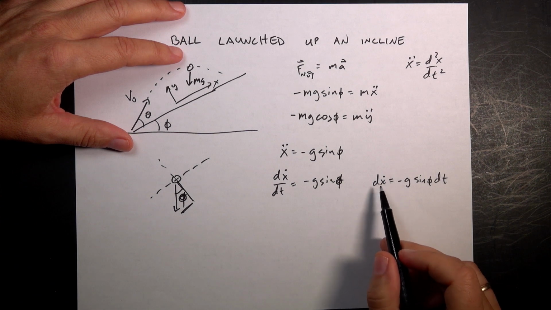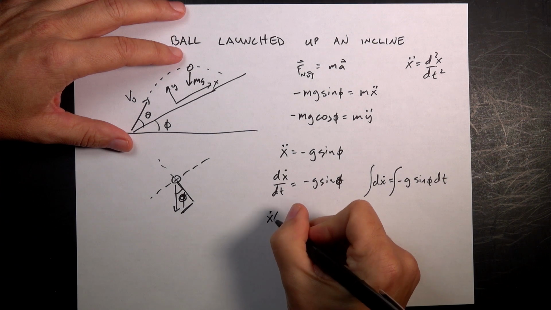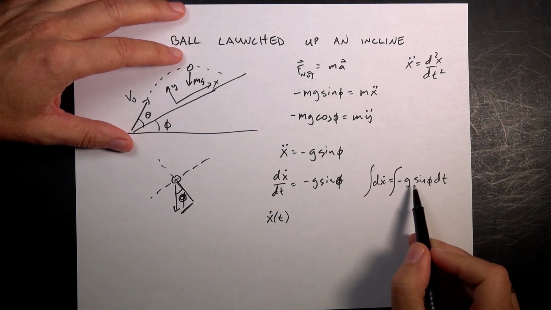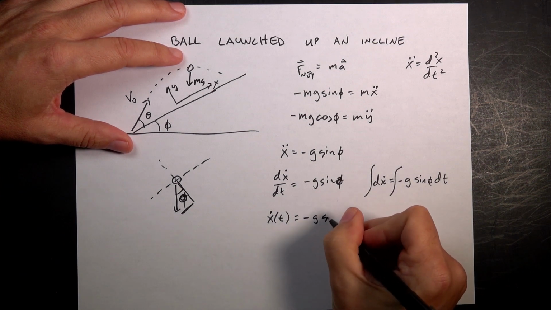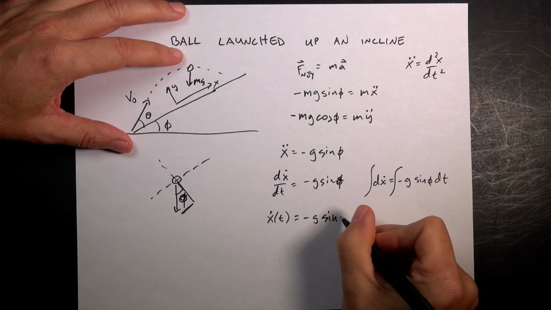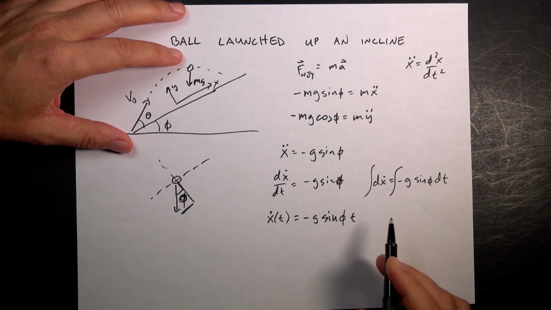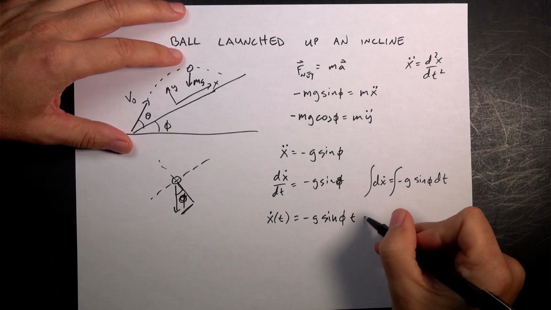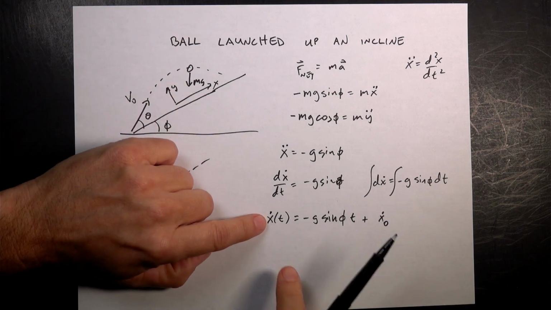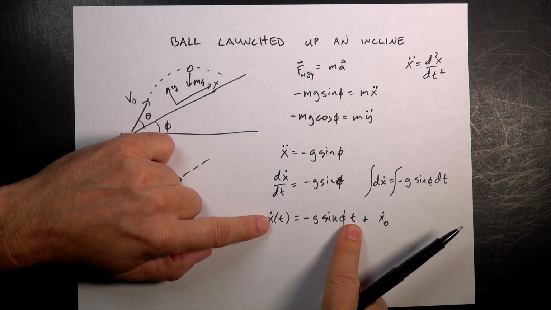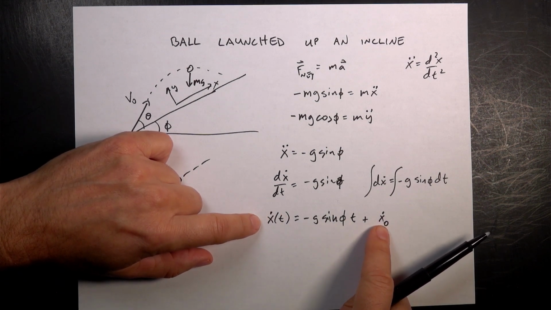If I integrate this side, I get x dot, so I have x dot as a function of t. Now I integrate this. g and sine phi are constants, so I get negative g sine phi t, and then I have a constant, which is going to be plus x dot 0. Because if I put in t equals 0, then this term goes away, and this would have to be the velocity at t equals 0. I skipped a step there because I've done this in a previous video.